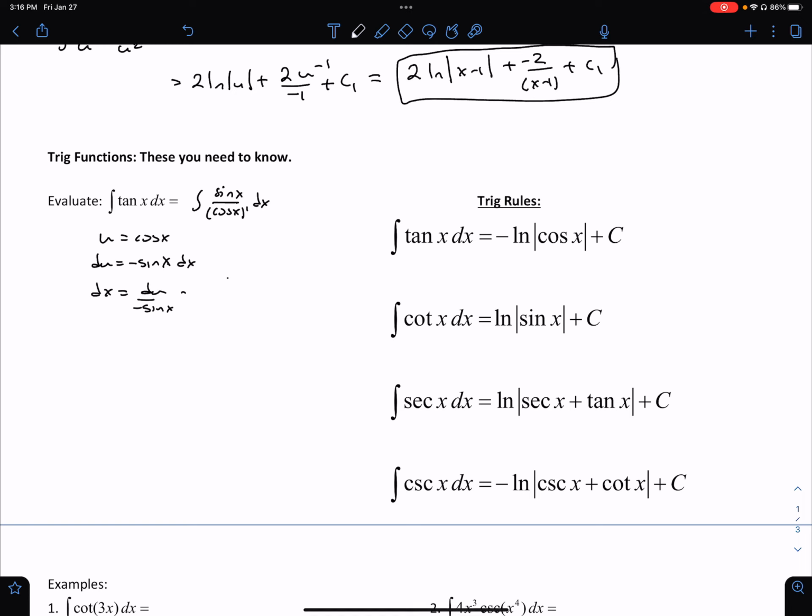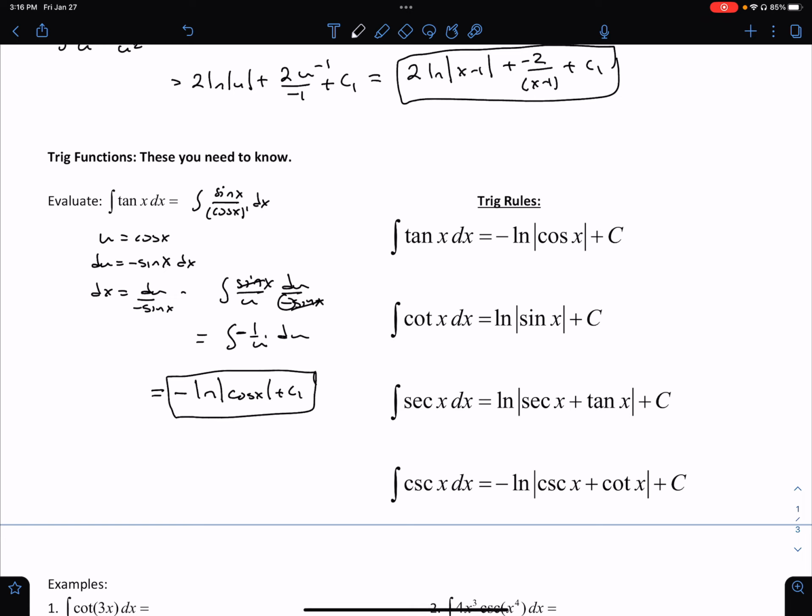When we write out a new integral, we get sine of x over u du over negative sine of x. Sine of x's do cancel, which is what we like. What we're left with is 1 over u, but don't forget that negative, so it's negative 1 over u du. And that's just our natural log. So we get negative natural log, because the power is 1. U was cosine of x plus c1. So therefore we now have a rule for tangent. The antiderivative for tangent is negative natural log of cosine of x.